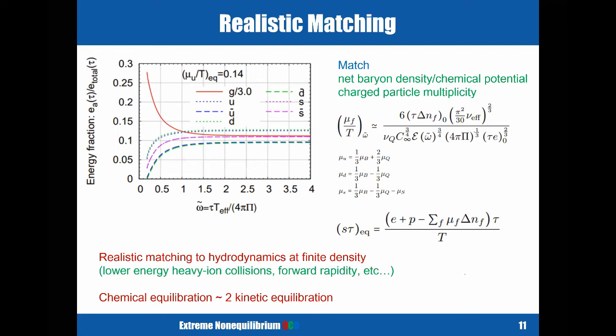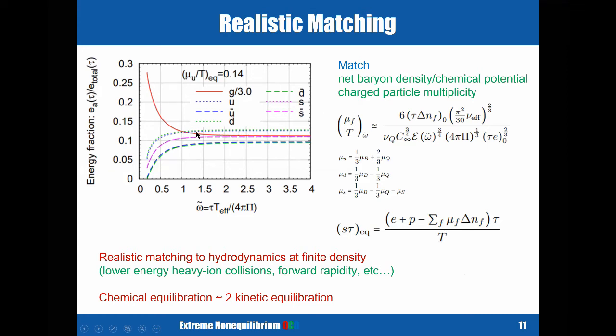So for talking about the realistic matching, we can also look at the time evolution for different species. Here is the energy fraction for different kinds of particles over their total energies. This is for a small chemical potential, and we have gluon dominated initially, and the gluon energy is transferred to the energy of the quarks and antiquarks and also strangeness. Because of the finite chemical potential, we have a larger amount of quarks than antiquarks. And the chemical potential for strange quark is small, so we just neglect it here.